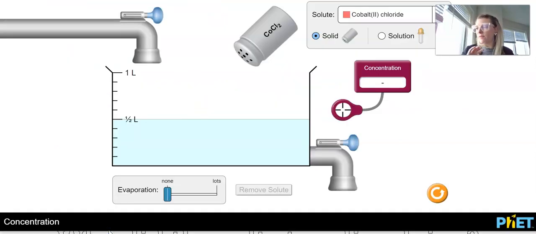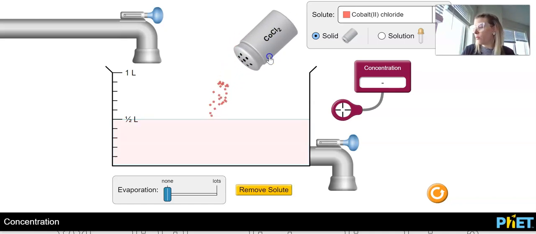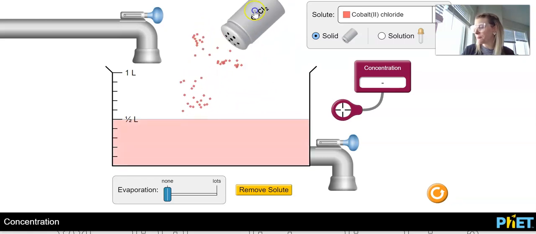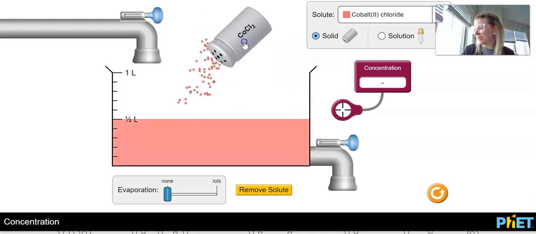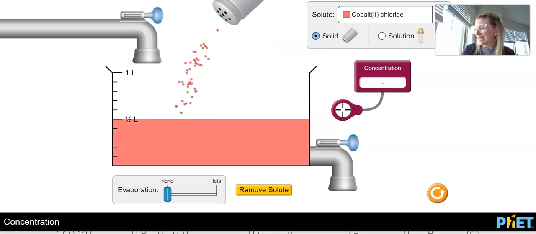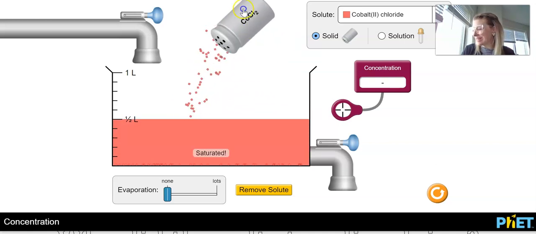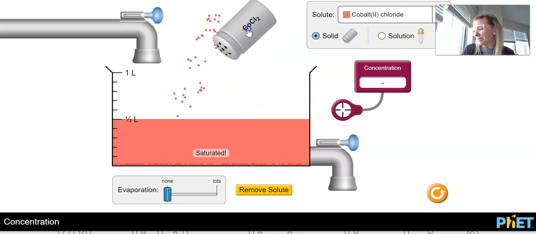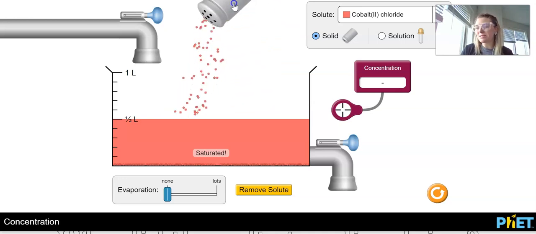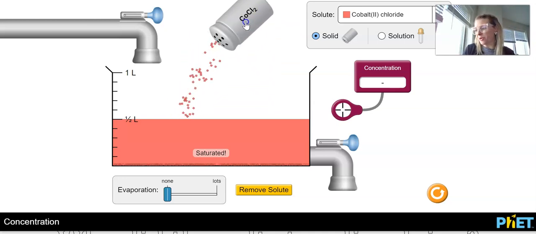So here we have cobalt chloride solute. It's considered a salt because it's an ionic compound. I'm just going to go ahead and shake it into the water. Now notice that we see the water changing color because that solute is dissolving. As we dissolve more of it, the color gets darker. And what I want you to see here is that eventually, notice at the bottom of the solution, what do we see building up? We notice that there is undissolved solute at the bottom of our solution.